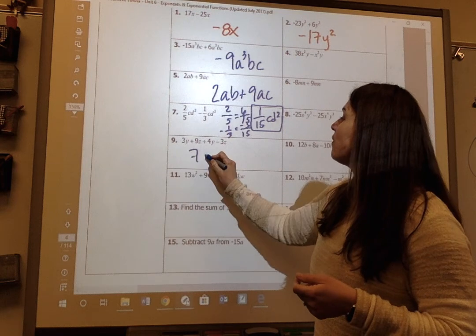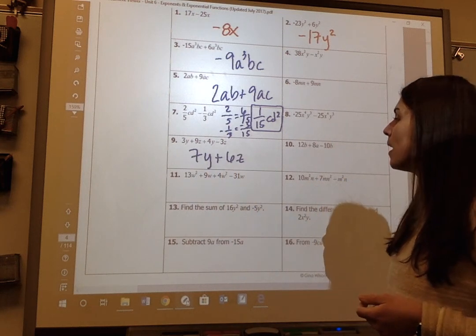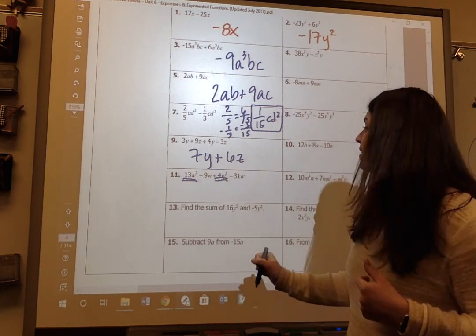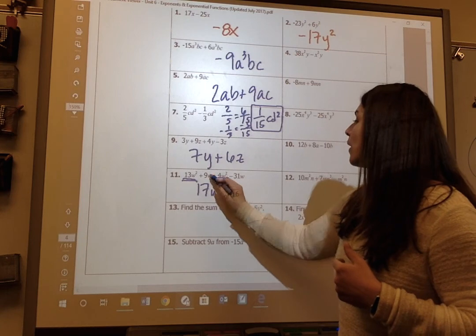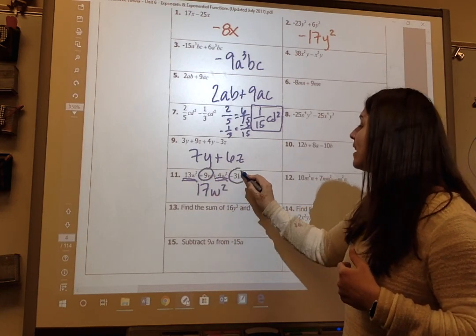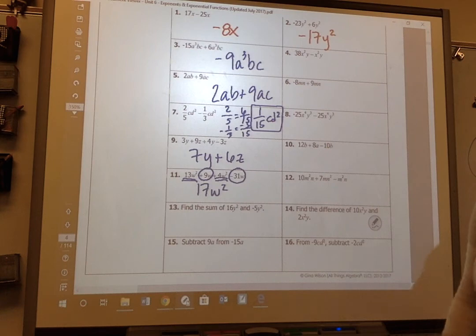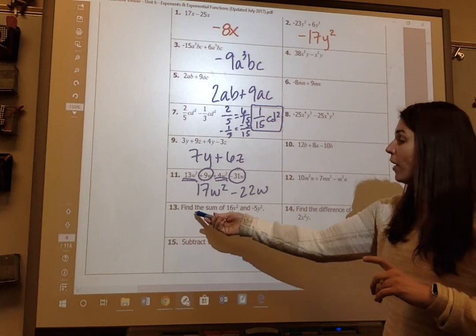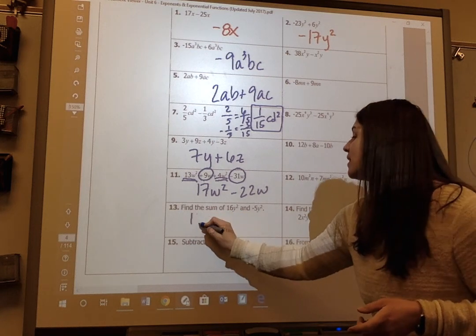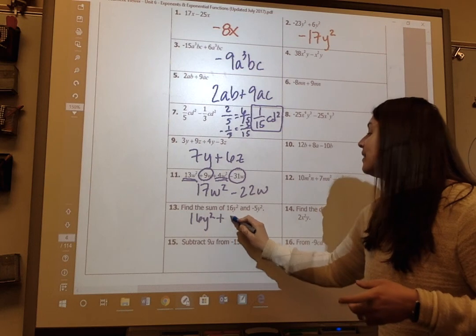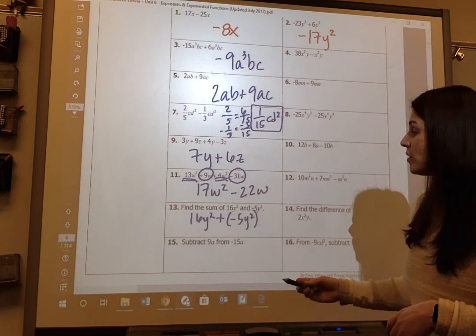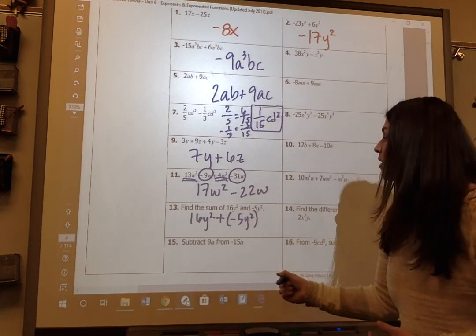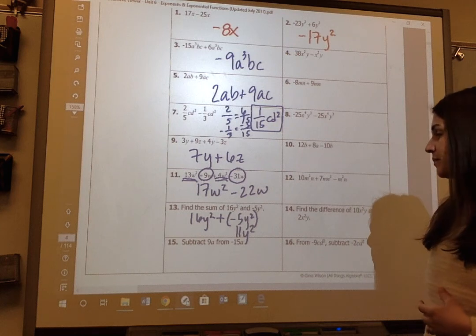Number 9, I have 7y plus 6z. Number 11, I have 13w squared and 4w squared. That's the same. So that's 17w squared. And then I have a positive 9w and a negative 31w, which makes it negative 22w. So on this, it's asking, find the sum of 16y squared and negative 5y squared. So sum is addition, but look what we have here, a positive and a negative. I have more positives, so it's 11y squared.